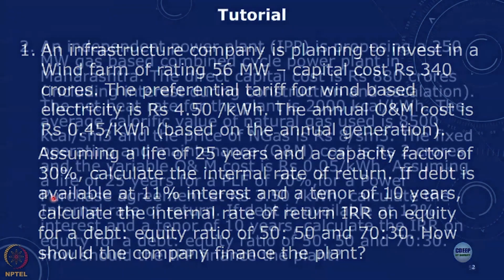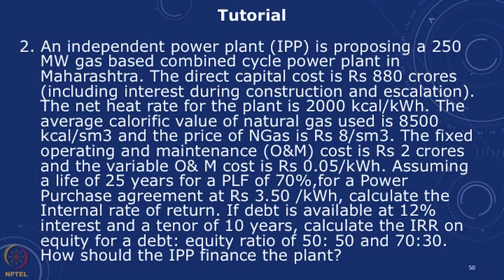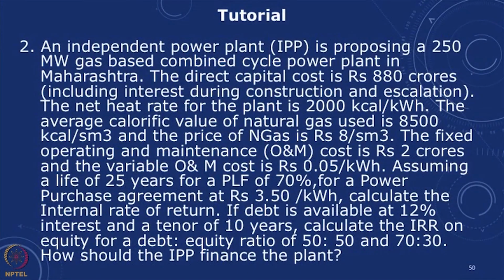The second problem is for a gas turbine based plant, an independent power plant proposing a 250 megawatt gas based combined cycle power plant in Maharashtra. The direct capital cost for the gas turbine is given to you as 880 crores, including interest during construction and escalation. So, it is a total overnight cost, which is as if you can build the plant overnight, then what would it cost you. The heat rate is given. So, based on the heat rate we can calculate how much fuel will be required.